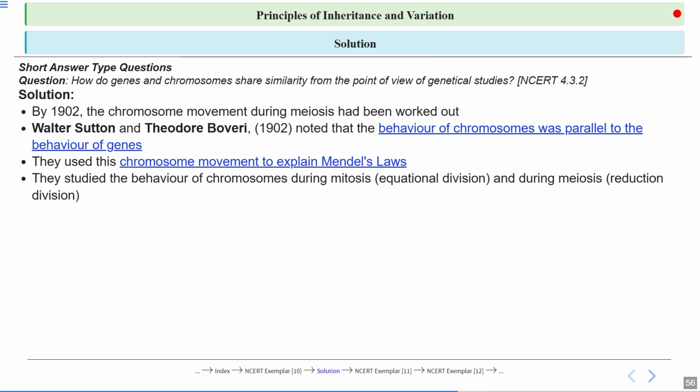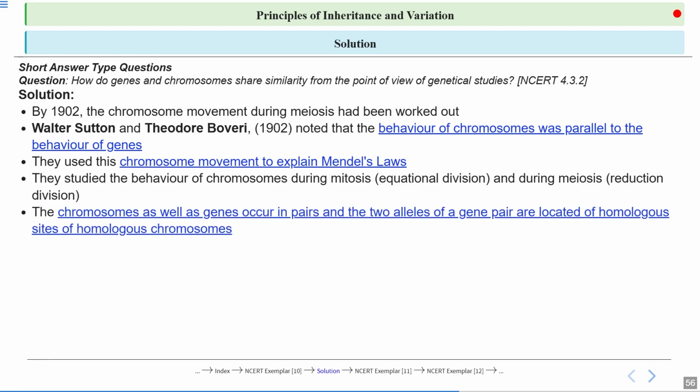Clear? Now, they studied the behavior of chromosomes during mitosis, which is known as equational division, and during meiosis as well. Yes, so they were studying chromosome segregation and chromosome movement during cell division. And they said chromosomes are a physical structure which can be used to explain inheritance, Mendelian inheritance. Now, chromosomes as well as genes occur in pairs, and the two alleles of a gene pair are located on the homologous sites of the homologous chromosomes.